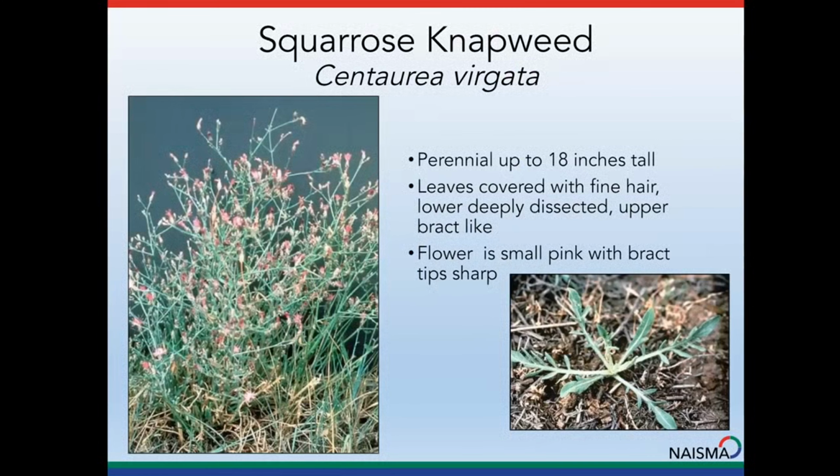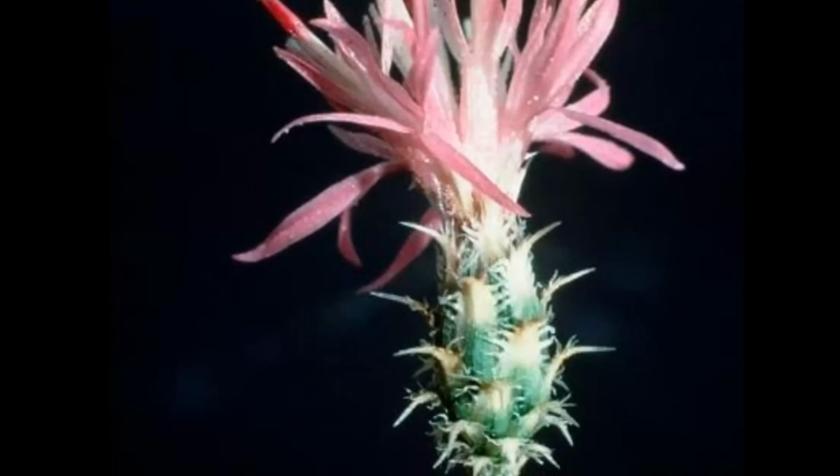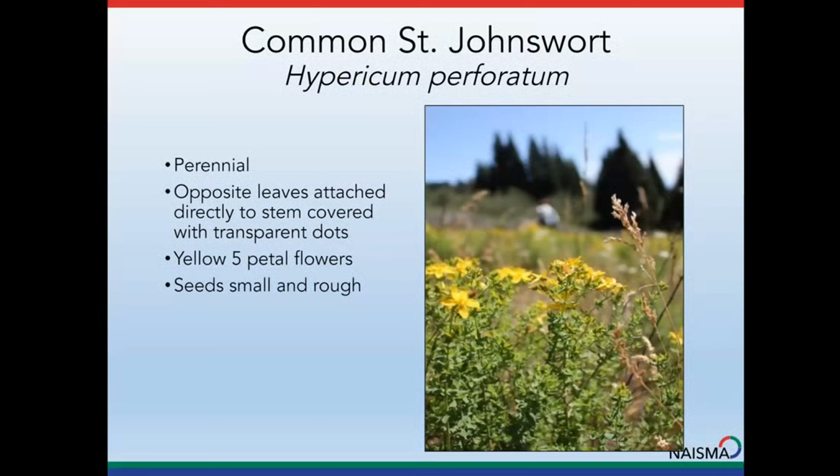Okay, so then we have squarrose knapweed, another knapweed we deal with that's a perennial. Its leaves are also covered in a fine hair, and the lower leaves are deeply dissected, and the upper leaves are more bracted. You can see that divided leaf there in the lower picture. It has a very entangled growth form, and here are the bracts of the squarrose knapweed. It's more of a long, skinny bract with the spinose tip, and the pink flowers coming out the top differentiate it from diffuse knapweed that has the cream or really light pink flowers. So that was squarrose knapweed.